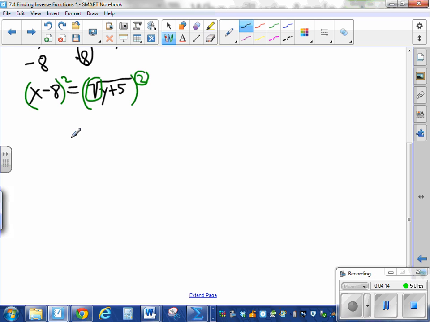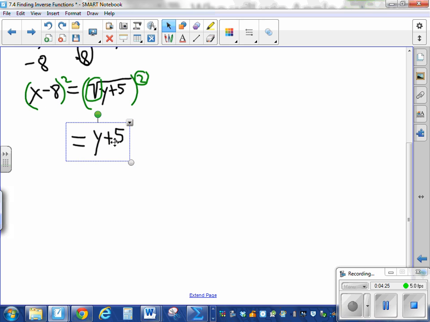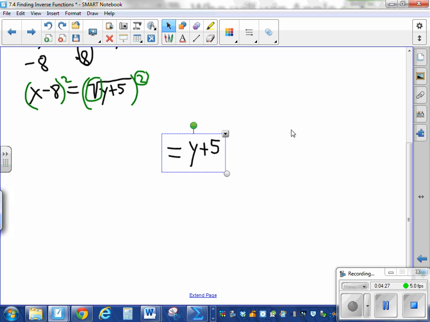And that will end up being y plus 5. All right, now this side over here, you actually have to multiply it all out. So what I'm going to do to give myself a little bit more room here is move this off to the side a little bit.